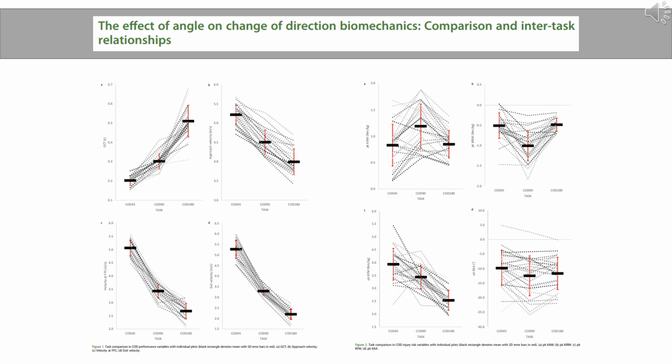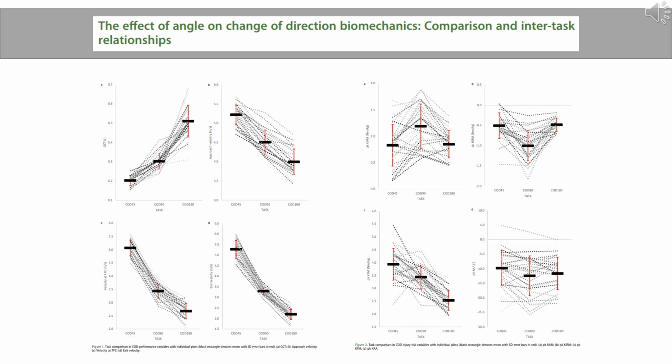So we get slightly less knee abduction moment because the angle is so great that we have to reorientate our body position before we do the change of direction itself, because the angle is so large. Now, peak knee internal rotation moment is a mirror image of that, as you can see.